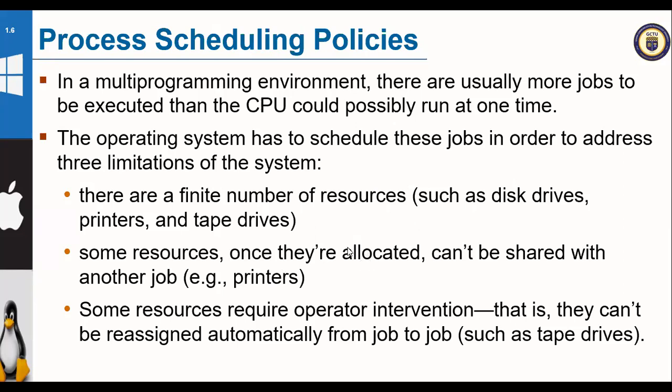Or some of the resources are not shareable. Once they are allocated to a process or a job, it cannot be shared by any other process. An example is a printer. When one process is using the printer to print a document, no other process can use the printer concurrently. That is a limitation. The third limitation is that some of the resources cannot be automatically reassigned.